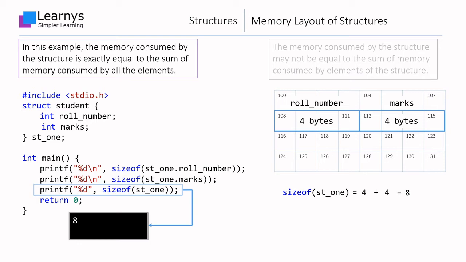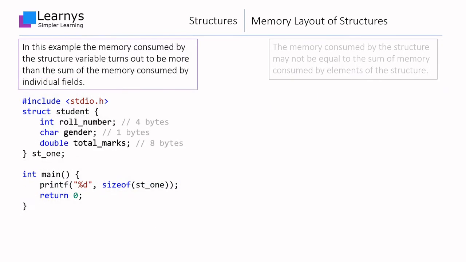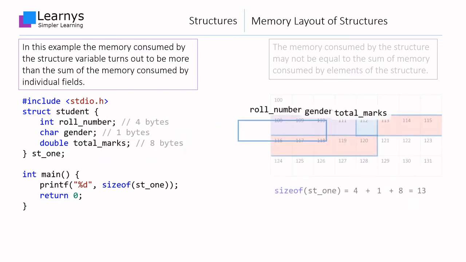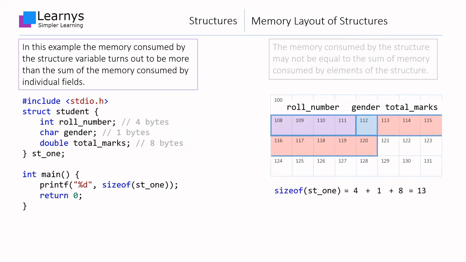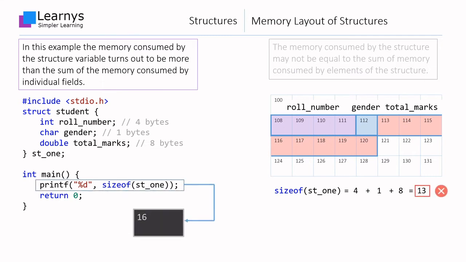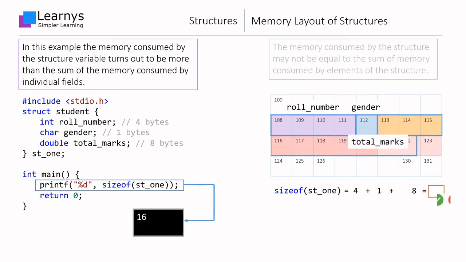In most cases, the size reported by the sizeof operator comes out to be higher than the total of the sizes occupied by the individual elements of the structure. As can be seen in this example, the size of the student type variable should ideally be 13 bytes, but in reality, it comes out to be 16 bytes.